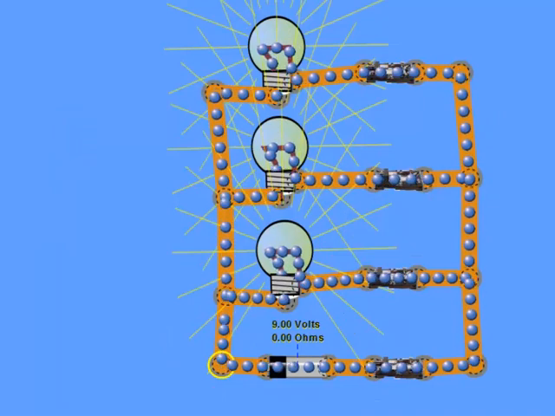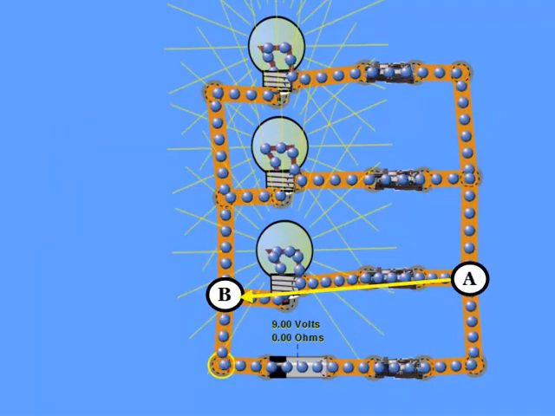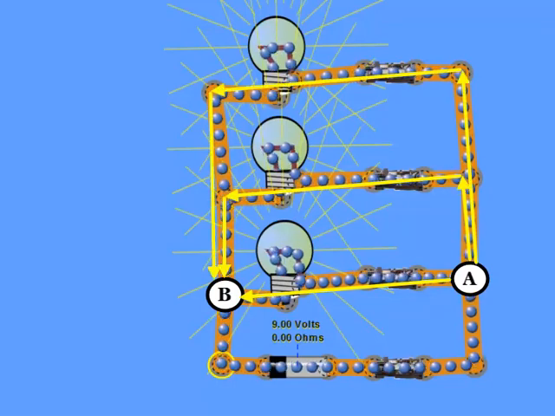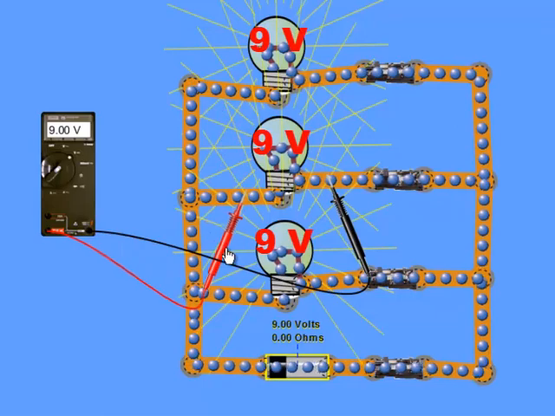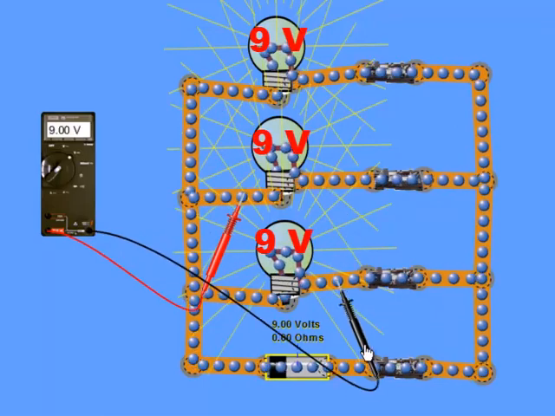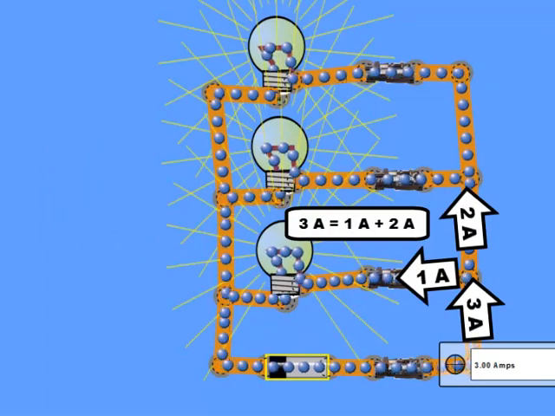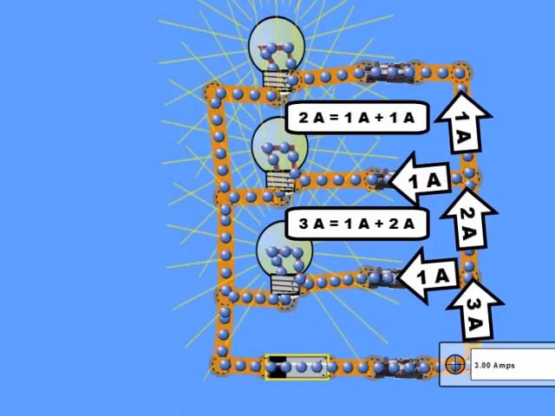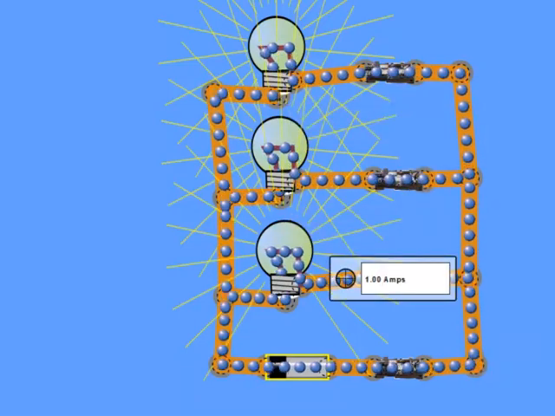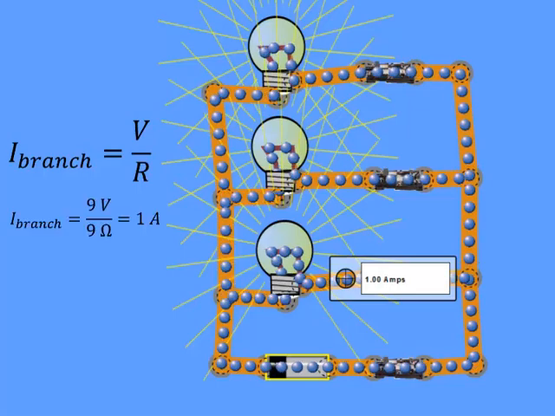Here are some characteristics of parallel connections. Each device connects the same 2 points A and B of the circuit. The voltage is the same across each device. The total current divides among the parallel branches. The amount of current in each branch is inversely proportional to the resistance of the branch.